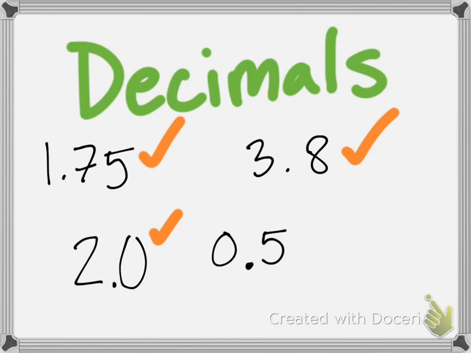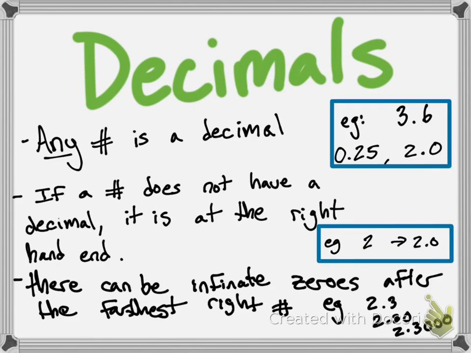So, anything, again, can be a decimal, right? The only things that wouldn't necessarily be a decimal outright would be a fraction. We would have to do something to our fraction to make it into a decimal. But in the end, we could make it into a decimal. So, any number is a decimal. For example, 3 and 6/10ths, 0 and 25/100ths, and 2.0. If a number does not have a decimal, it is at the right-hand end, all the way at the end, just like that 2 goes to 2.0.